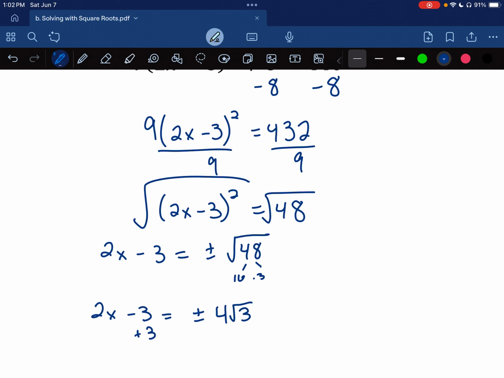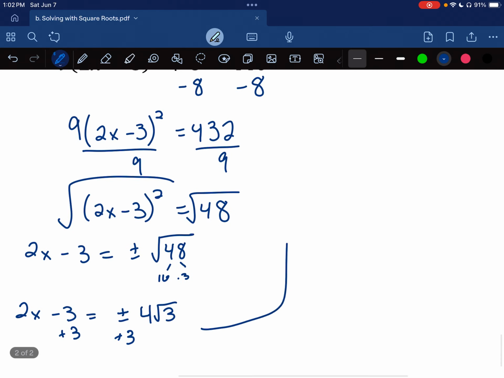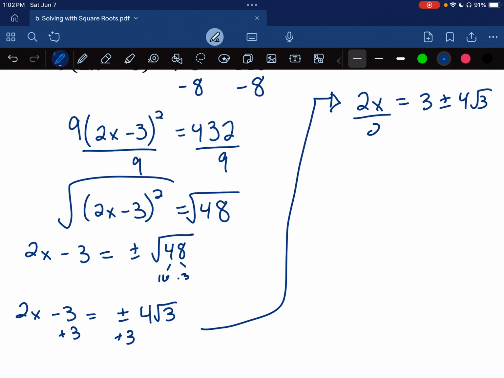I'm starting to run out of space, so I'm going to move up here. So I'll have 2x is equal to 3 plus or minus 4 radical 3. Now I'll divide both sides by 2. I'll have x is equal to 3 halves plus or minus 2 radical 3, because I divided both of the terms in the numerator by 2.